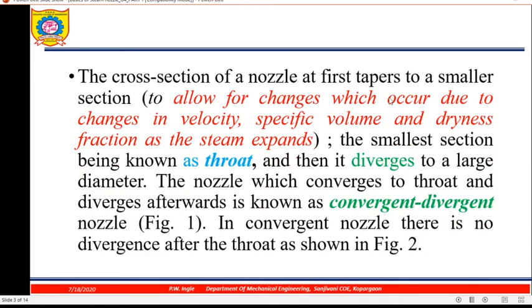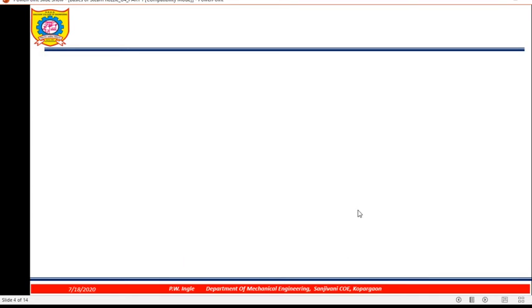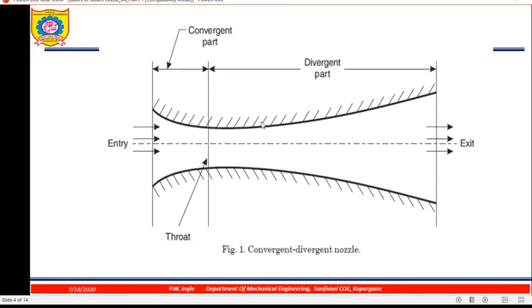The cross section of the nozzle at first tapers to a small section. It is provided to allow for changes which occur due to changes in velocity, specific volume and dryness fraction of steam. The smallest portion is known as the throat, and then it diverges to a large diameter. So that's why the nozzle is known as a convergent and divergent nozzle. You can see the diagram of the convergent divergent nozzle. This is the convergent part and this is the divergent part. This is the entry of the nozzle, this is the exit of the nozzle, and this portion, the smallest area of cross section, is nothing but the throat portion.